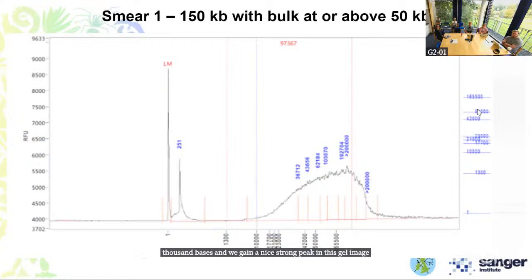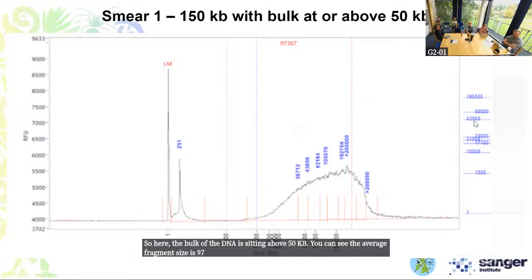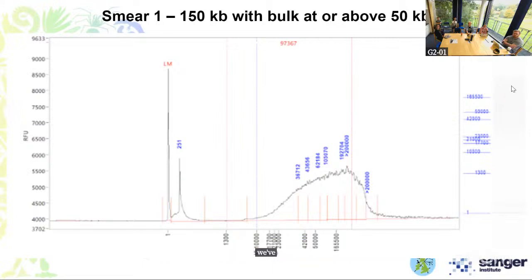And then we get slightly poorer profiles, but still acceptable for us. So here the bulk of the DNA is sitting above 50 kb. You can see the average fragment size is 97 kb. We've lost that nice strong band in this gel image here, but still a lot of good high molecular weight that we can work with for DNA fragmentation.